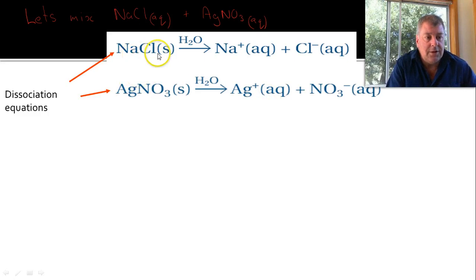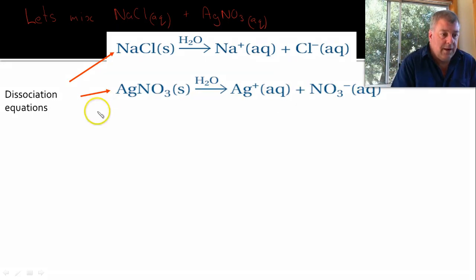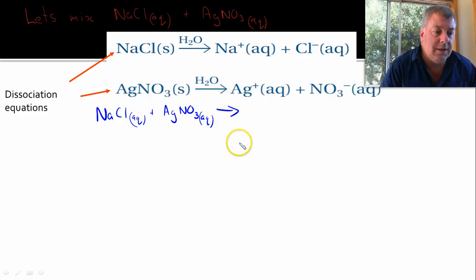So it's when you take a solid and you dissociate it into the ions, remembering to put the charges in and to make sure it balances. So we've got that, and so what we should have is NaCl(aq) plus AgNO3(aq). Alright, and we can check our solubility table.